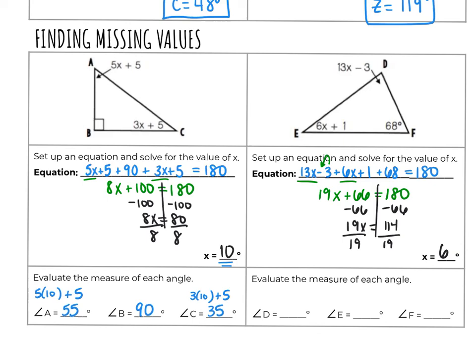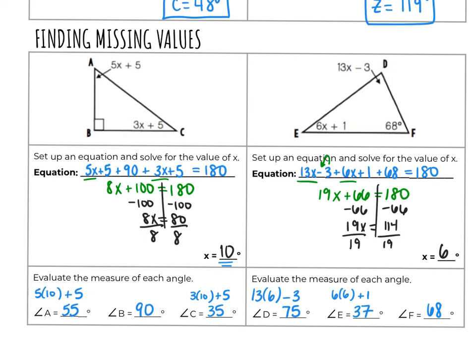Just like last time, I can use x equals 6 to evaluate what each angle would be. It already tells me that F is 68, so I'm going to go ahead and write that in. For angle D, D is 13x minus 3, so I would be doing 13 times 6 minus 3. Let's see what that gets me. 75. For E, I would be doing 6 times 6 plus 1, which should be 37. And then I'm going to go ahead and double check that those actually add together to equal 180, just as a way to check. And they do.